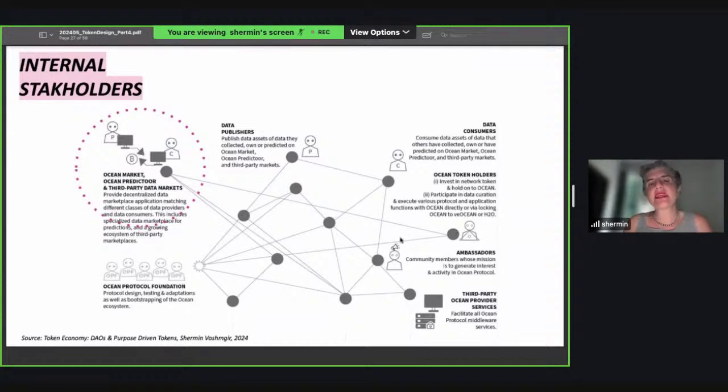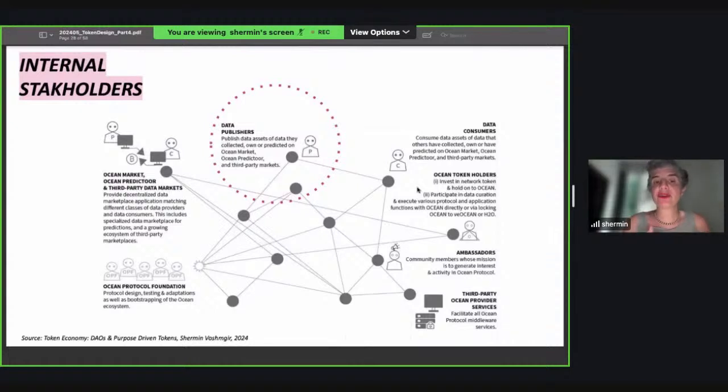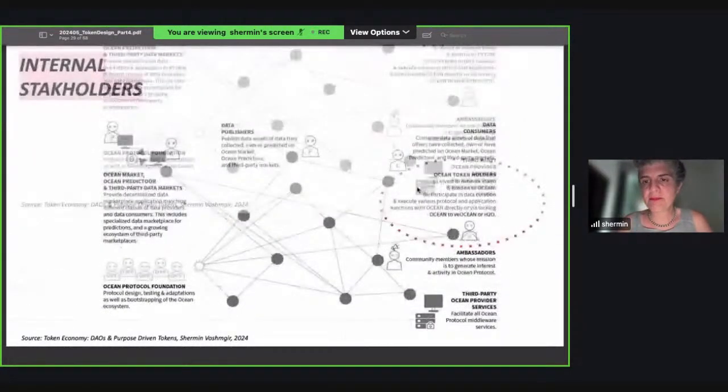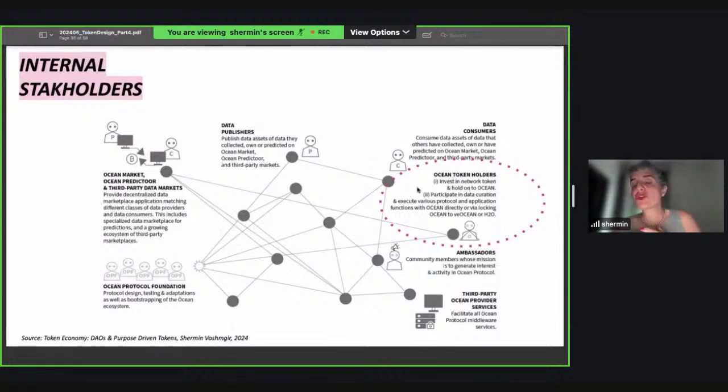These marketplaces are a stakeholder in the system, and they have their own sub-stakeholders. Data publishers can publish data assets they own, or collect, or predict on Ocean Predictor. It's data they predict on Ocean Market, third-party markets, or Ocean Predictor. Then you have the data consumers, the people or institutions that consume data assets that others have collected, own, or have predicted via those different marketplaces. Another stakeholder group are the Ocean token holders.